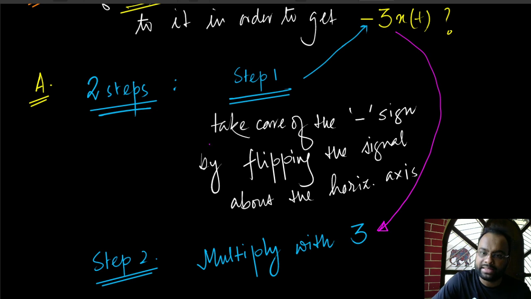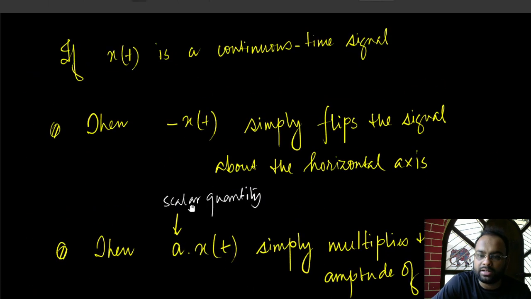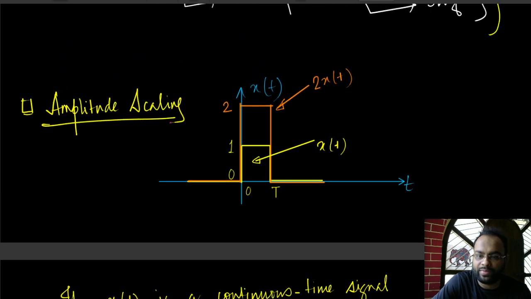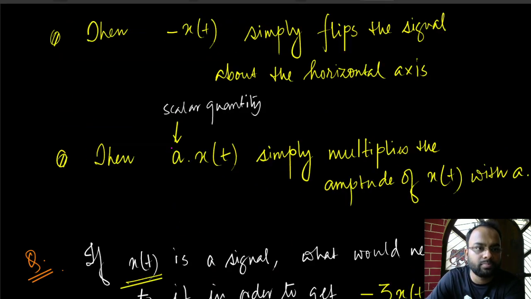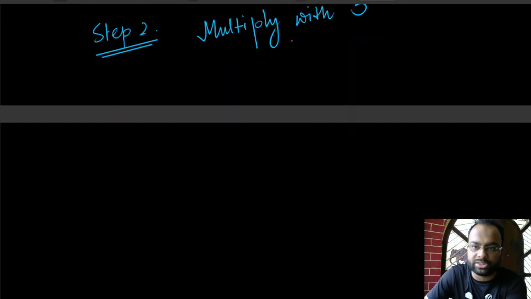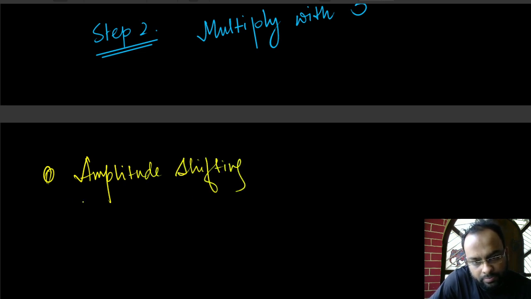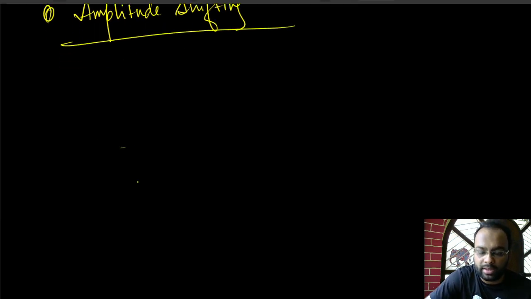Right. I think it's easy to understand, right? So we have just taken care of the amplitude scaling property. Scaling operation, right? So let's now take care of amplitude shifting. So say again, let me draw here.